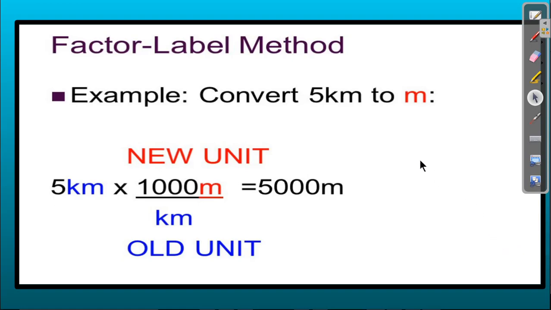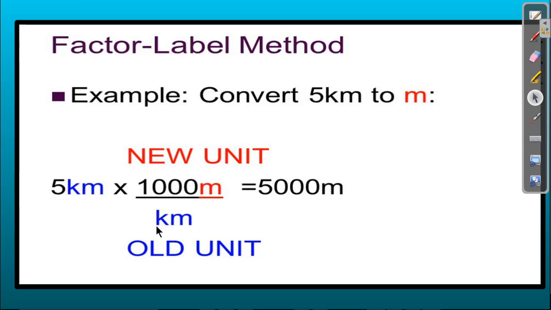And how does this work? Well, imagine that you want to know how many meters are in 5 kilometers. You always start with the number they give you. You write it down. You open a fraction line. Okay? You write the old unit that you're trying to get rid of at the bottom of your fraction. You write the new unit at the top of your fraction. And then you write the numerical connection between the two units. There's 1,000 meters in 1 kilometer.